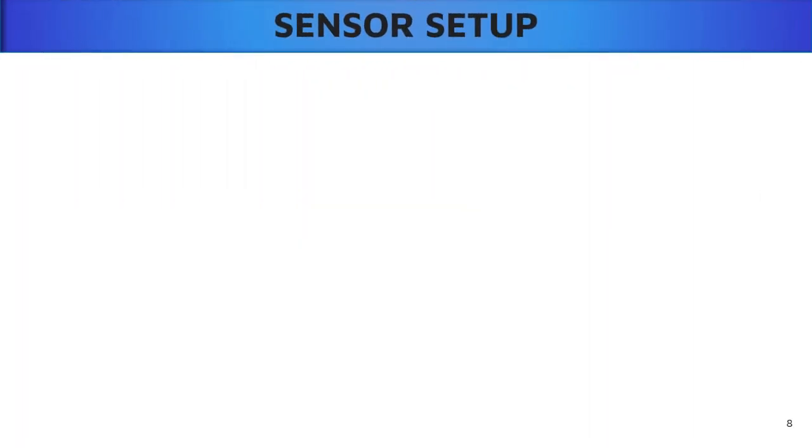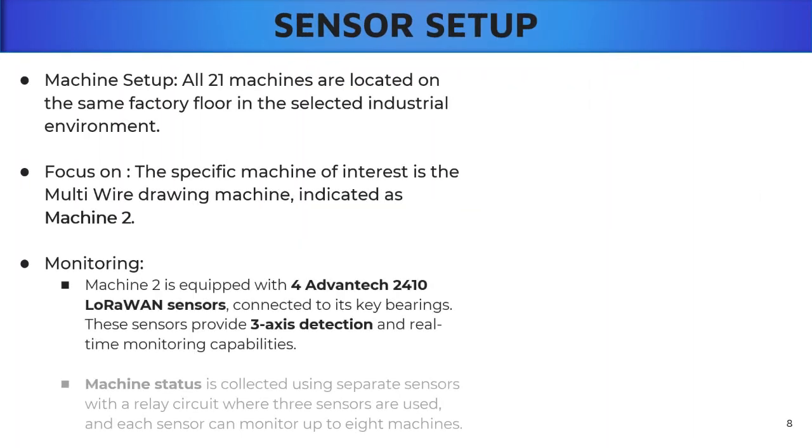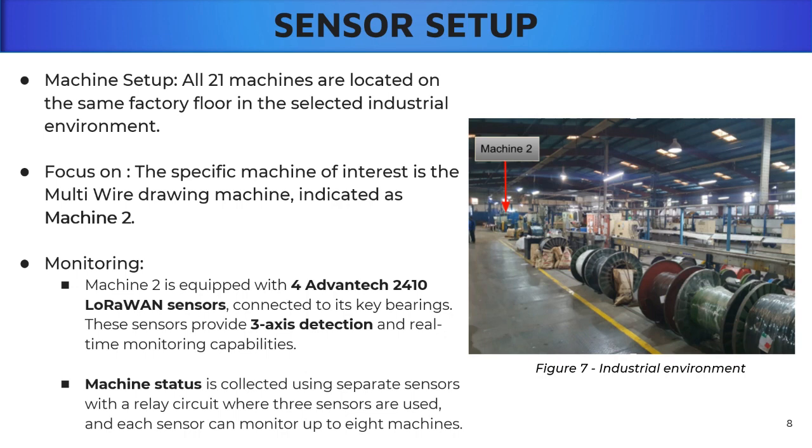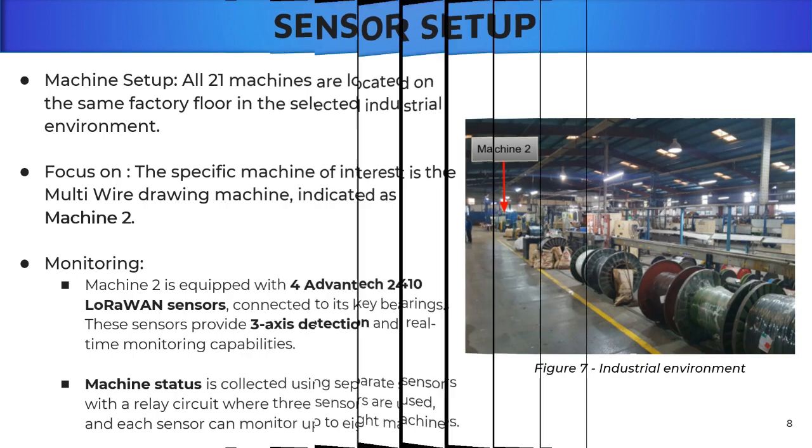Sensor setup. In the selected industrial environment, all 21 machines are located on the same factory floor, and the specific machine that is going to conduct fault detection is the multi-wire drawing machine, which is indicated as Machine 2. It should be mentioned that the other 20 machines are different from Machine 2. Advantech 2410 LoRaWAN sensors are connected to the key bearings of Machine 2, and these sensors provide 3-axis detection and real-time monitoring capabilities. Machine status is collected using a separate sensor setup.